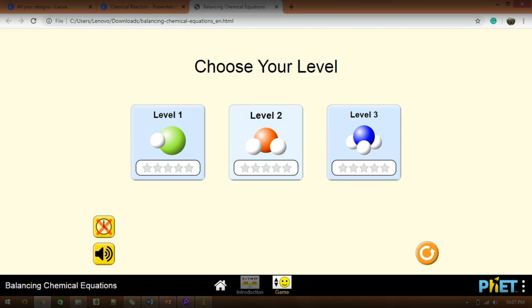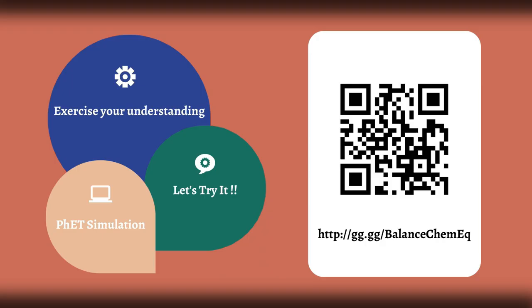If you want to continue the games of the PhET simulation of balancing chemical equation, you can click or scan the QR code in this video.